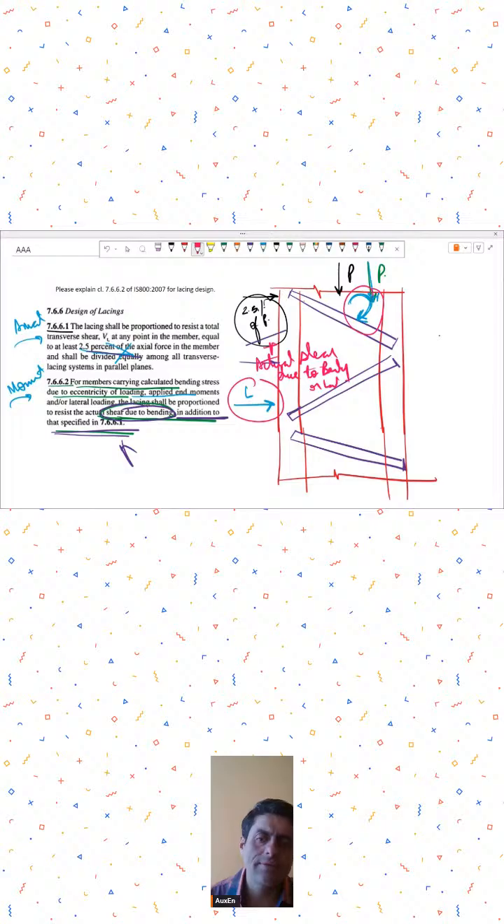So is this now clear? Is this provision now clear? Okay. So that is what it means.